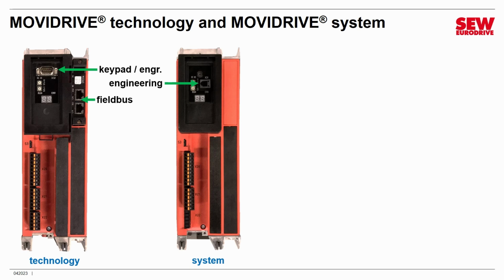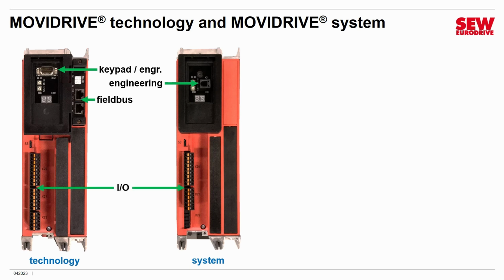MOVI Drive Technology has a field bus card, so there will be field bus connectors there. MOVI Drive System does not. Notice there's a knockout panel there instead, because remember, you don't access those on a field bus directly. You connect through the field bus on the controller.